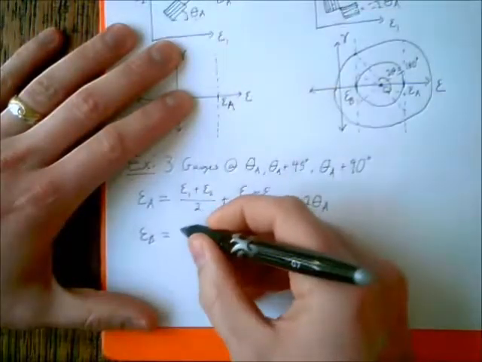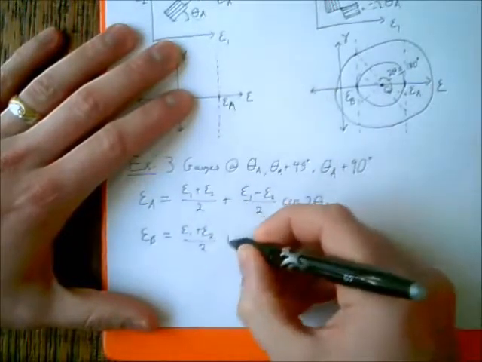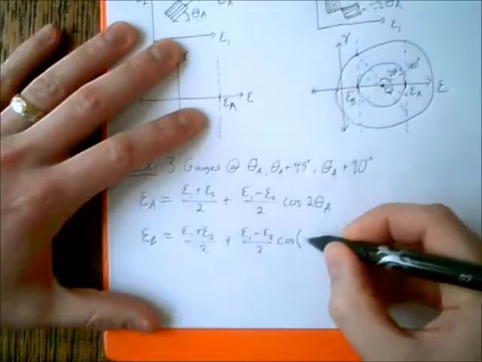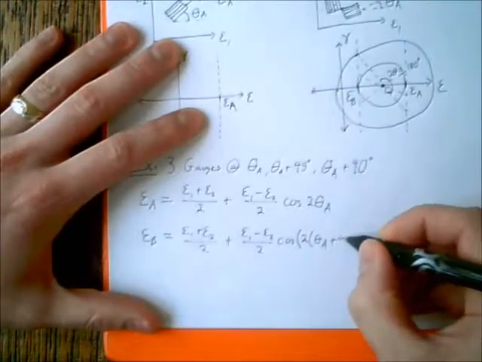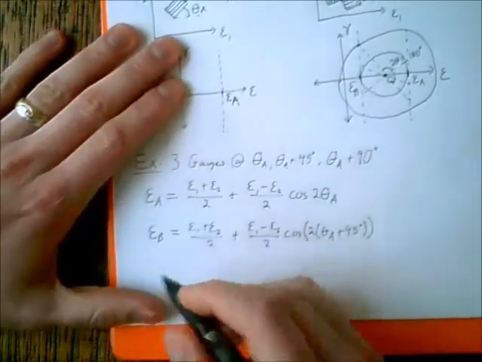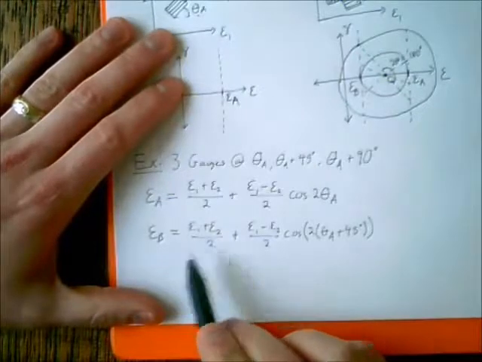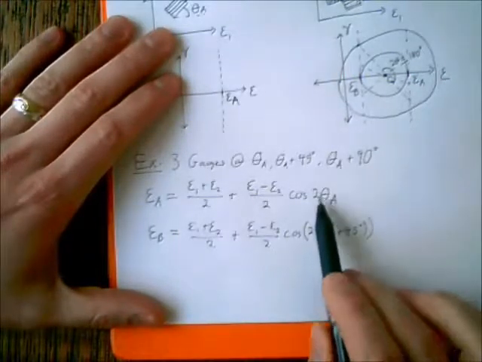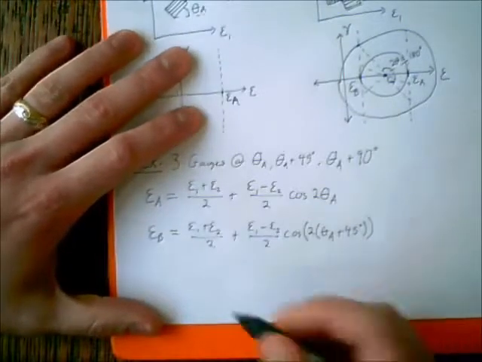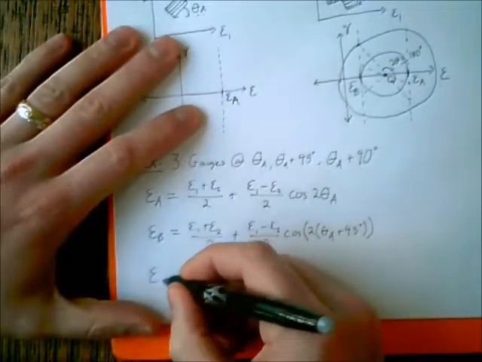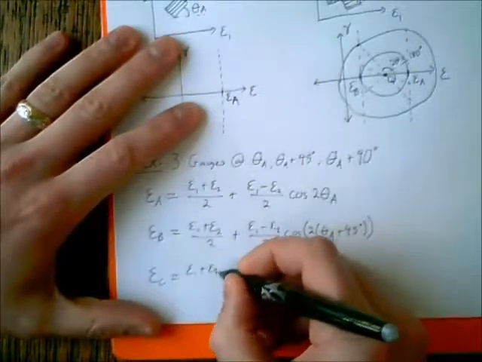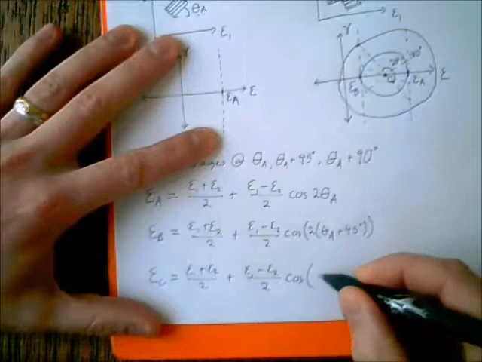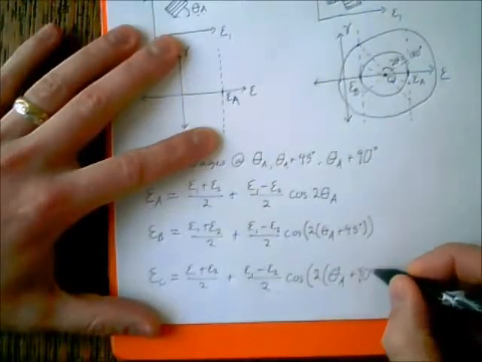My epsilon B, similarly, is epsilon 1 plus epsilon 2 over 2 plus epsilon 1 minus epsilon 2 over 2 times cosine of 2 theta A plus 45 degrees. Remember, this is still my epsilon x equation, because these are still only measuring that axial strain. Just now, I'm using the same equation, but I know it's at an angle 45 degrees different. And then my epsilon C is epsilon 1 plus epsilon 2 over 2 plus epsilon 1 minus epsilon 2 over 2 cosine of 2 theta A plus 90 degrees.